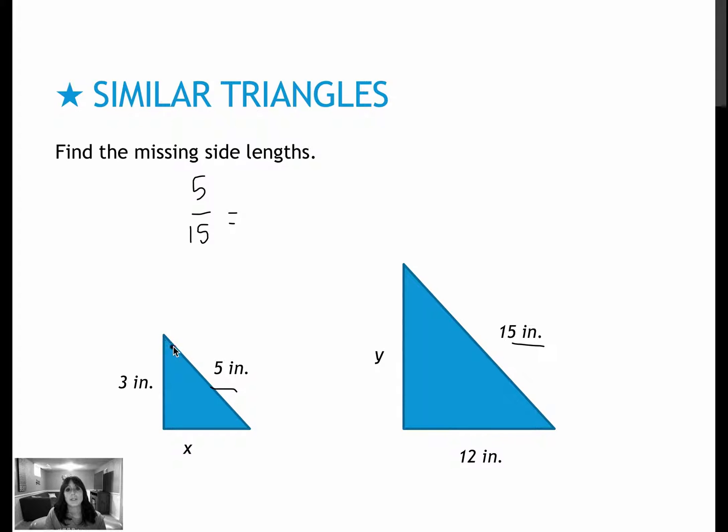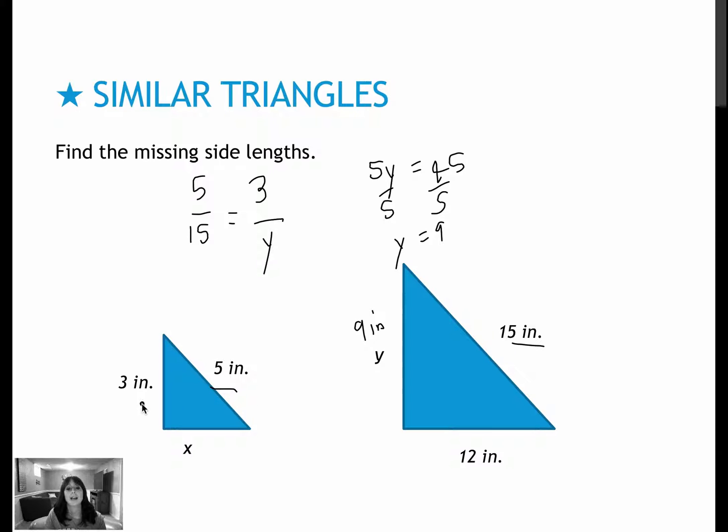Then I'm going to decide if I'm going to find x or y first, but notice I did smaller to larger again. I can do smaller of 3 to larger of y, then cross multiply. So 5 times y is 5y, 3 times 15 is 45, and if I divide by 5, I find that y is 9. So that would be 9 inches.